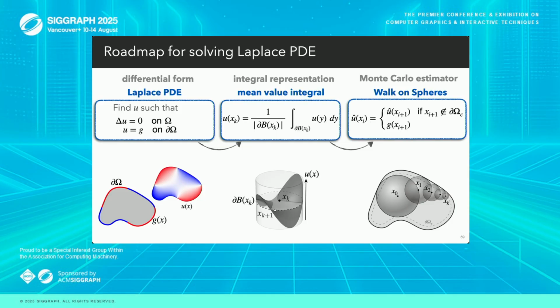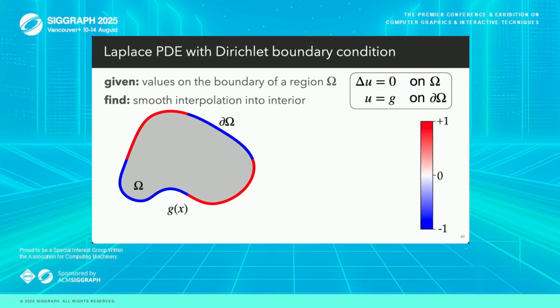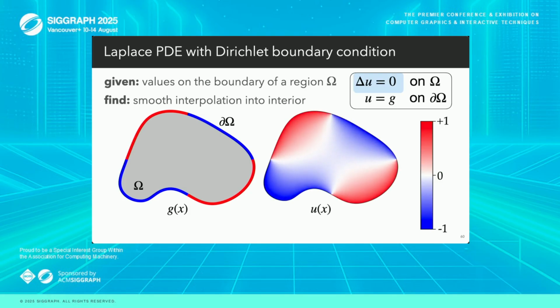The PDE we're concerned with is the Laplace PDE with Dirichlet boundary conditions, which is a function we can use to interpolate a set of values from the boundary to the interior of the domain. We set the Laplacian to 0 to enforce a sense of smoothness in this interpolation, and of course we use the Dirichlet boundary conditions to make sure that our solution is an interpolant, and it actually matches the target values at the boundary.